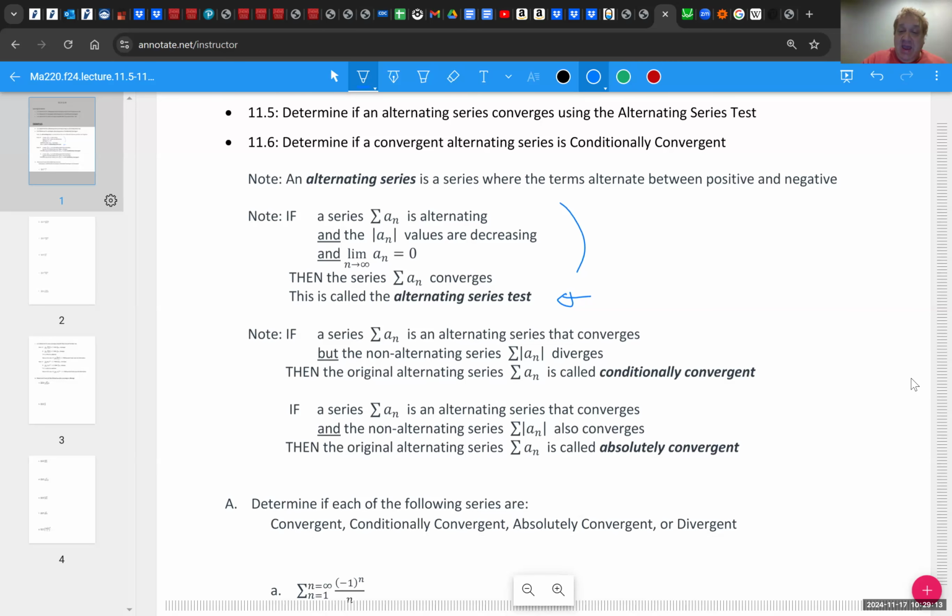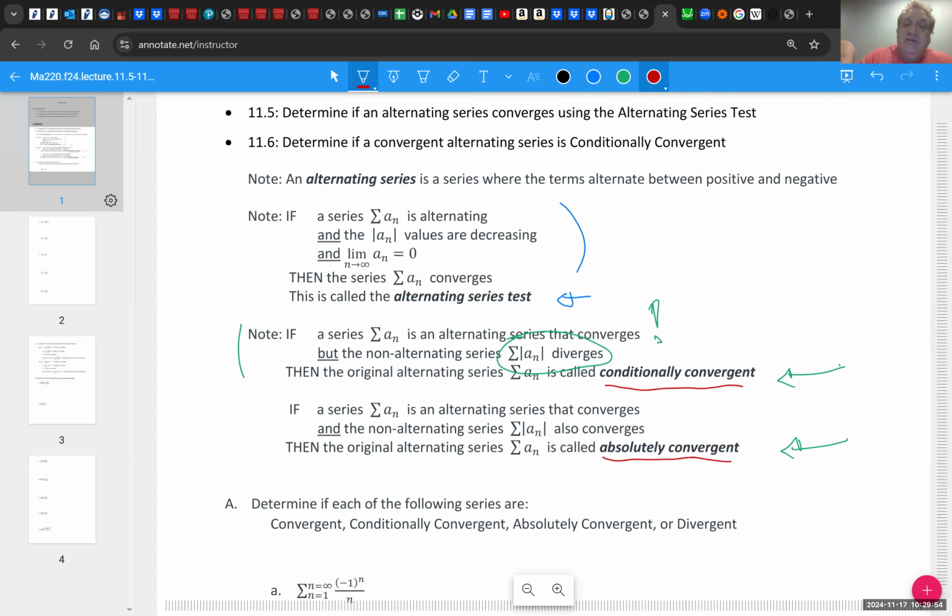Now, there are some subtleties that they want you to know, which is the difference between conditionally convergent and absolutely convergent. They all have to do with, okay, now that we know that an alternating series converges, let's look at the related series without all the negatives. So once we know that an alternating series converges, we get rid of all the negative signs and just look at all the positives. If it now diverges, then we call this conditionally convergent. If it still converges, then we call it absolutely convergent.